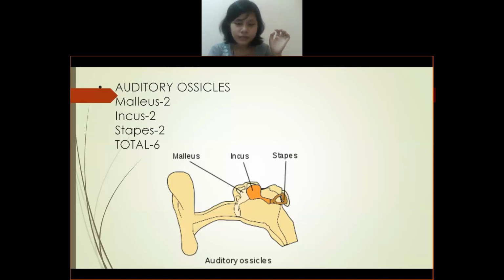Malleus. So you have two malleus. Two means in each side of your ear you have one malleus, one in this ear and one in this ear. Okay, did you understand, everyone? Malleus.